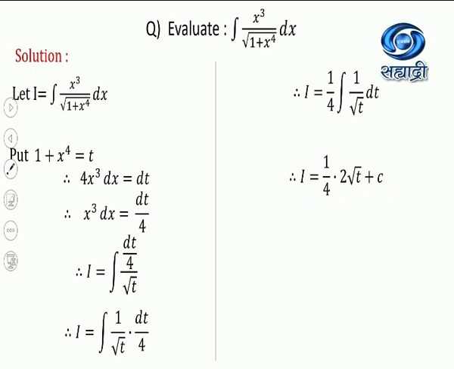Why? Because 1 by root t is nothing but 1 upon t raised to 1 by 2, which is t raised to minus 1 by 2. So, t raised to minus 1 by 2 plus 1 is root t, and therefore 2 by 4 root t plus c. Now, for the final answer, we substitute t again. So, this becomes 1 by 2 root of 1 plus x raised to 4 plus c. And this is your final answer.